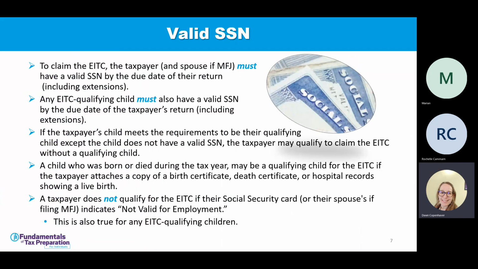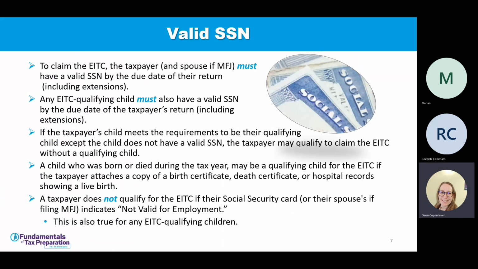Okay, so here are the rules about Social Security numbers, and these are pretty important. We actually had a client come in this summer who had their taxes prepared by another preparer, and they still hadn't gotten their refunds, and some of their refunds had been eliminated, and they weren't sure why. We offer look back services, so we'll look back at prior returns and see if they were prepared correctly. And this valid Social Security number was the reason they hadn't gotten their refunds or their refunds had been reduced. To claim the earned income credit, the taxpayer and spouse must have a valid Social Security number by the due date of their return, including extensions.